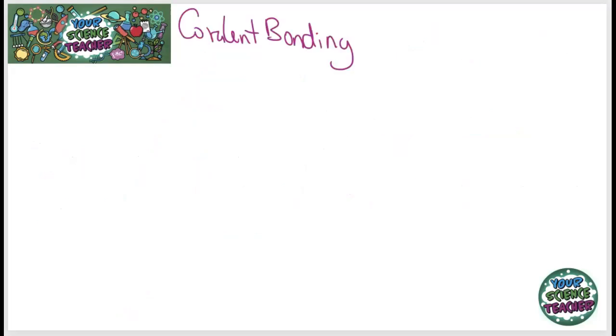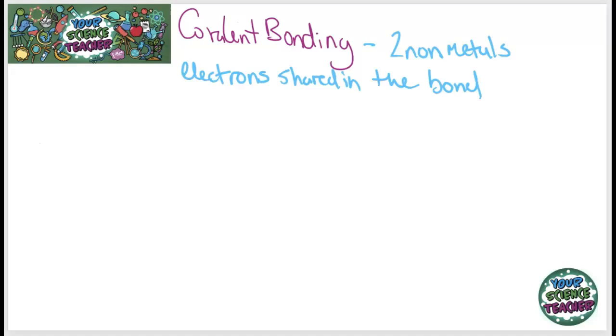We've looked at what happens if we have a metal bonding with a non-metal, but what happens when you have 2 non-metals? Well, what you get instead is something called a covalent bond. And unlike with ionic bonds where the electrons are actually donated, the electrons are shared inside a covalent bond. Now, the atom still wants to gain a full outer shell, but instead of actually donating by losing or gaining electrons, what happens is the electrons are shared.